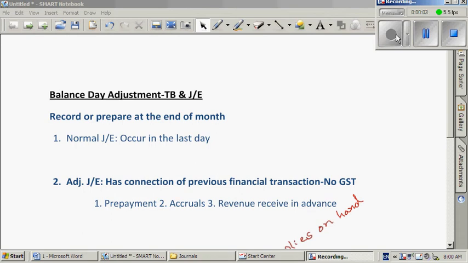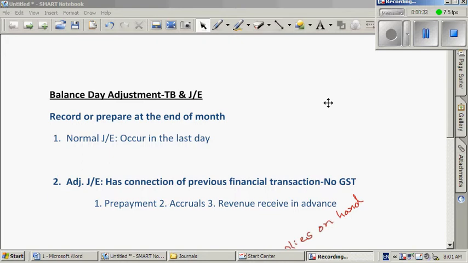Hello viewers, in this lesson I'm going to explain adjusted trial balance and adjusted journal entry at balance sheet adjustment. First of all, we have to know when balance sheet adjustment happens. Balance sheet adjustment you have to prepare or record at the end of the month. There are two types of financial incident or journals in balance sheet adjustment: one is normal journal entry and another one is adjusted journal entry.